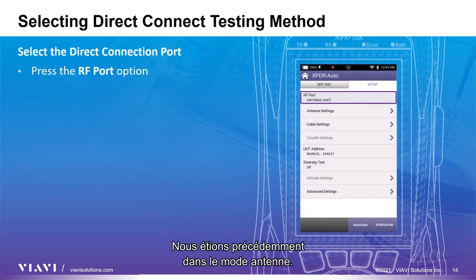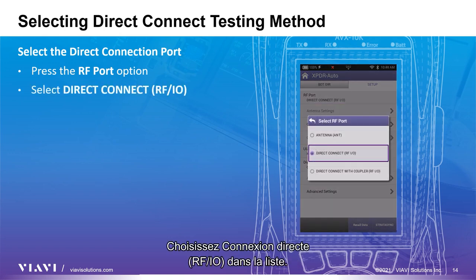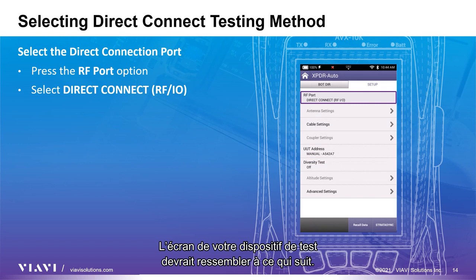We were previously in antenna mode. To access the RF port options, press the RF port button. Now, choose Direct Connect RFIO from the list. The RFIO in parenthesis identifies which port to connect to the AVX-10K. Your test set display should now look like the following. RF port reads Direct Connect RFIO.